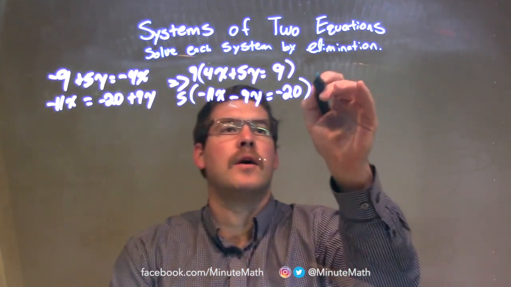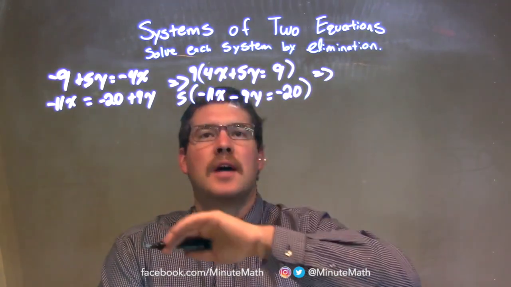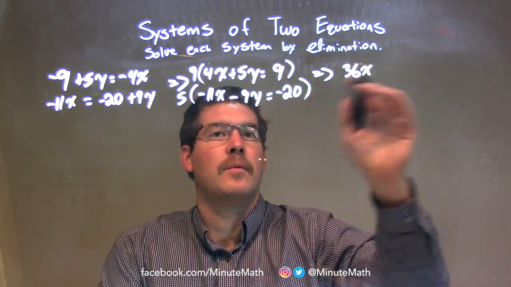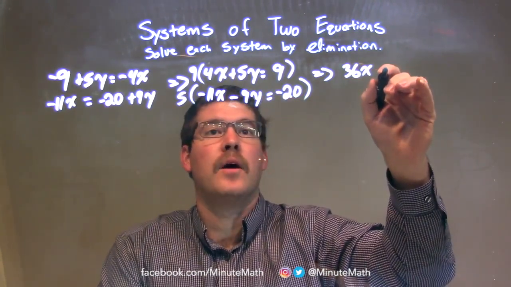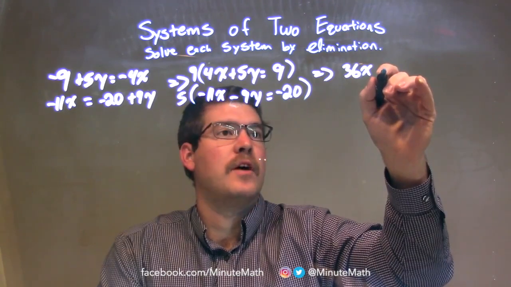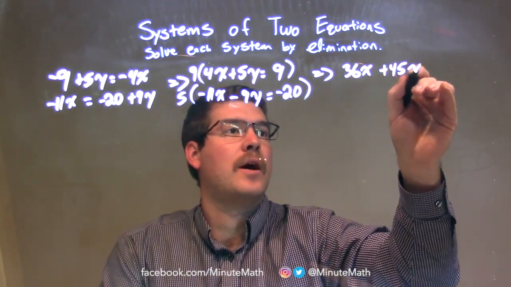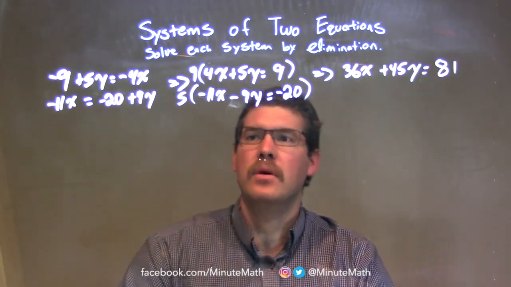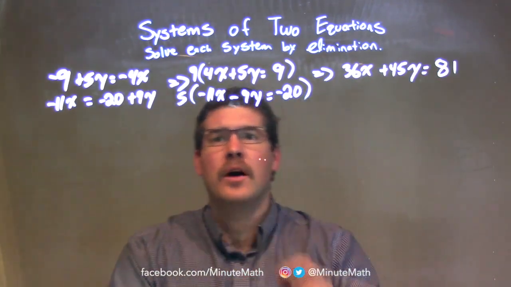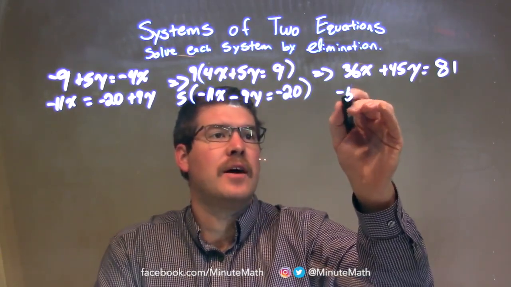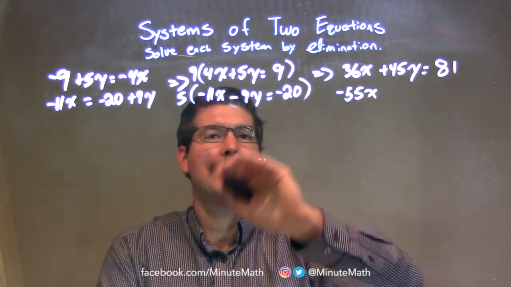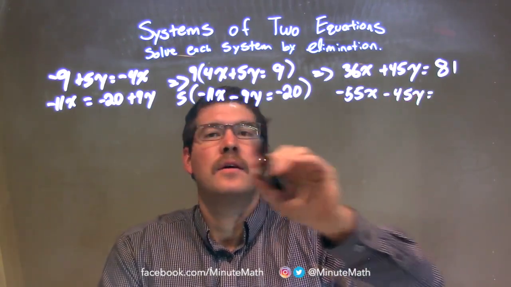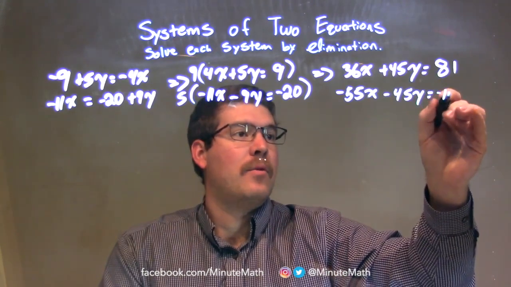Okay, so we multiply across. 9 times 4x is 36x. And 9 times 5y is 45y. And 9 times 9 is 81. So do the same thing with the 5. Multiply the 5 across. 5 times negative 11 is negative 55x. And 5 times negative 9y is negative 45y. 5 times negative 20 is negative 100.